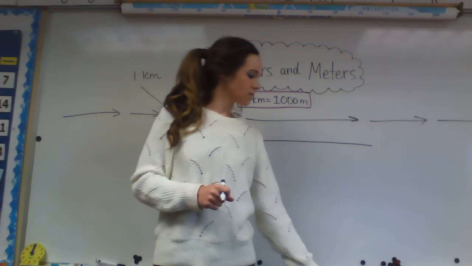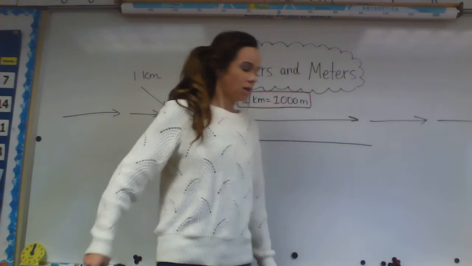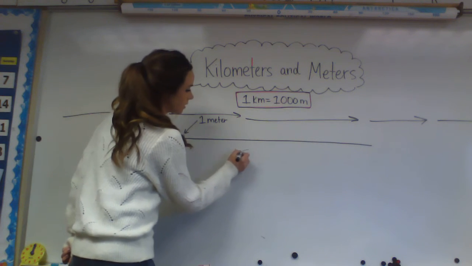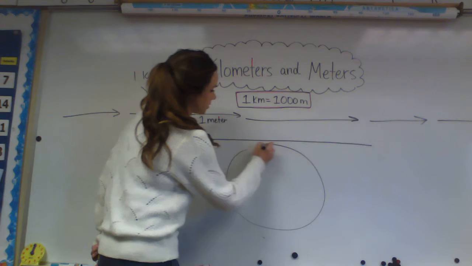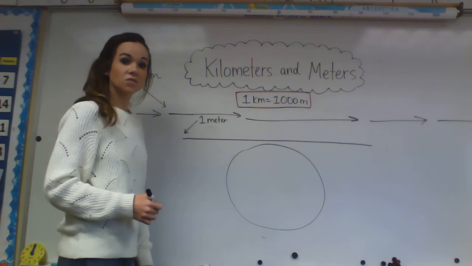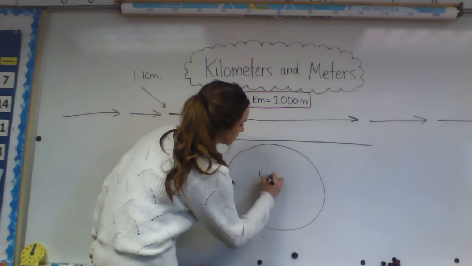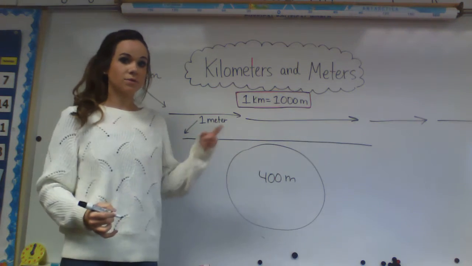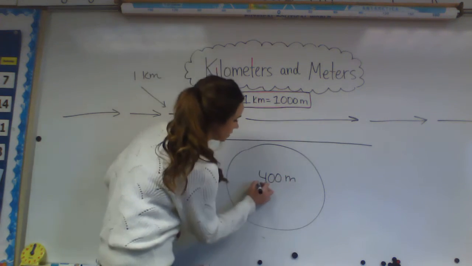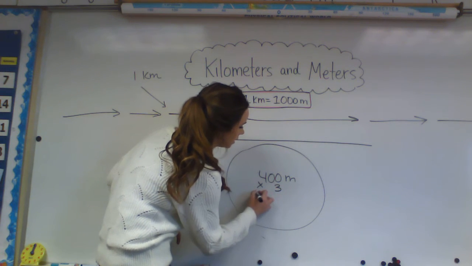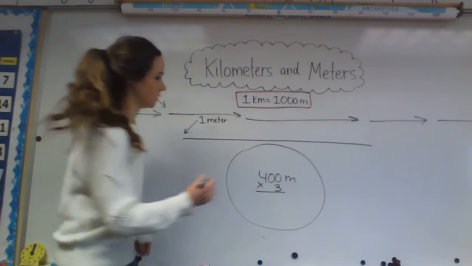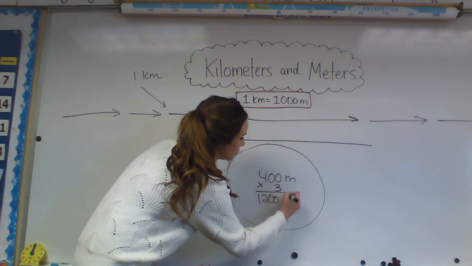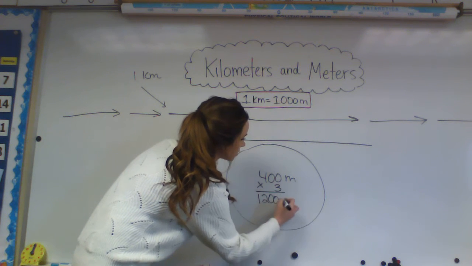So we're going to measure some distance right now around a running track. So if I had a running track, here's my running track. And my running track is 400 meters around the whole thing. And I run 3 times around the running track. So I'm going to multiply 400 times 3. 4 times 3 is 12. We add the zeros. So 1,200 meters.